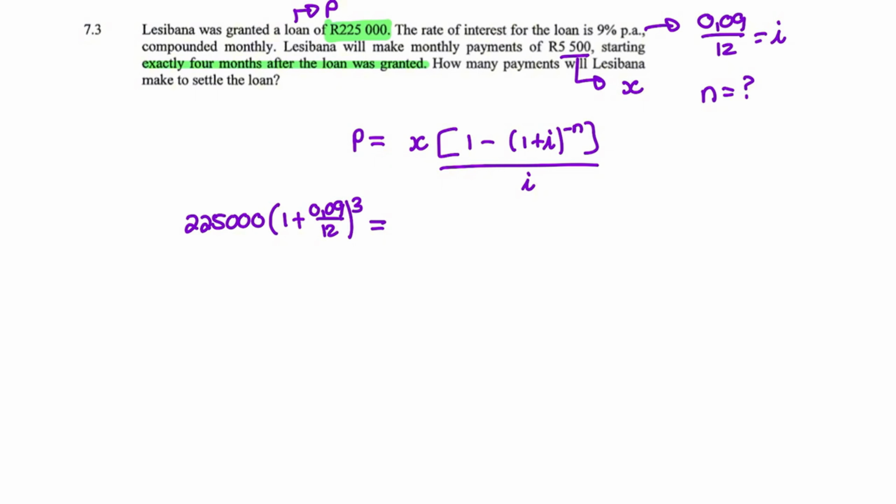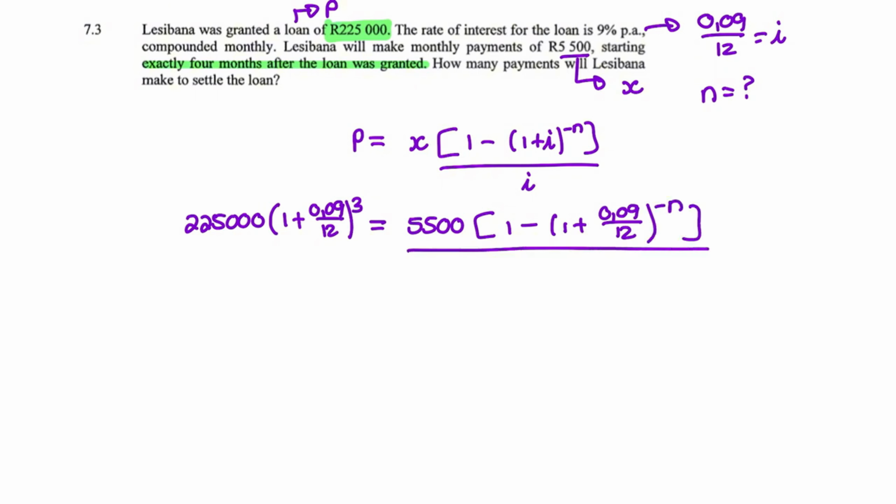On the right-hand side, we have X as 5,500. Then in brackets, we have our I value as 0.09 compounded monthly. We don't know what N is, that's what we need to solve, over 0.09 divided by 12. Also notice on the left-hand side, I'm taking the interest rate and dividing that by 12 because I'm compounding monthly, but I'm only raising it to the power of 3 because I missed 3 payments.